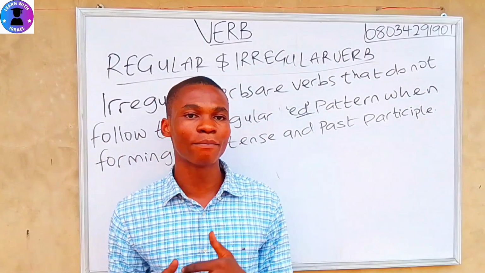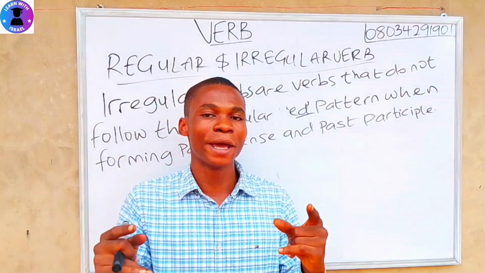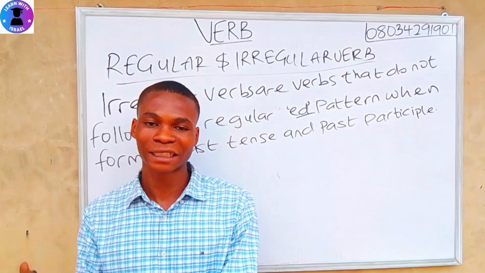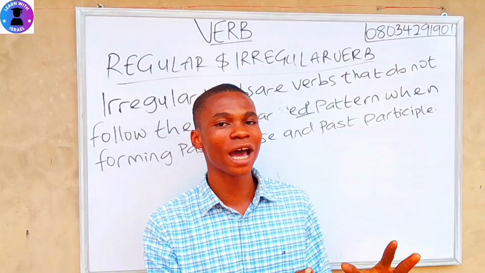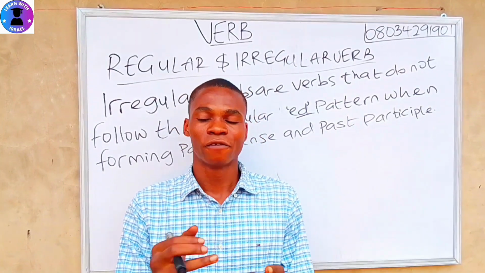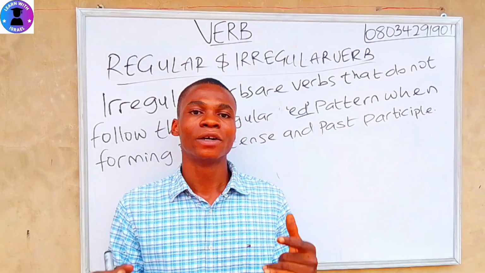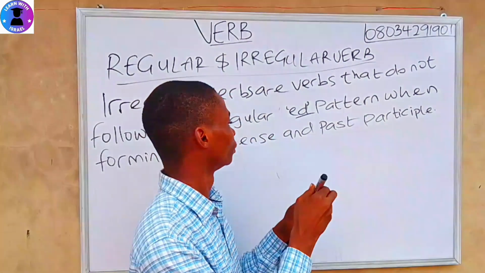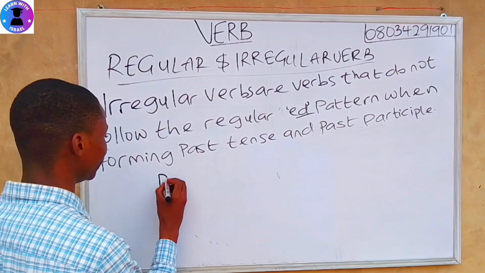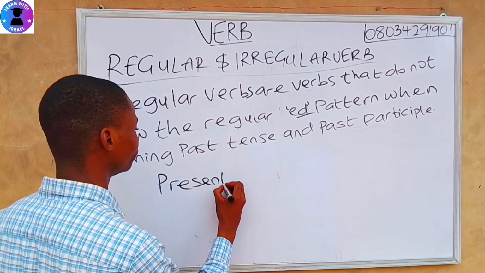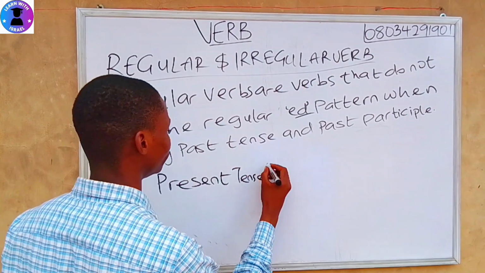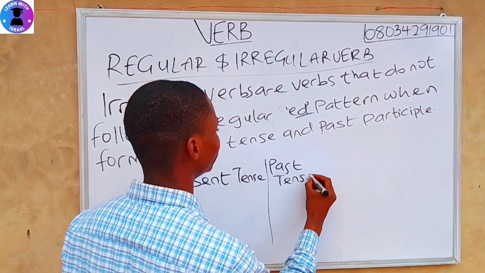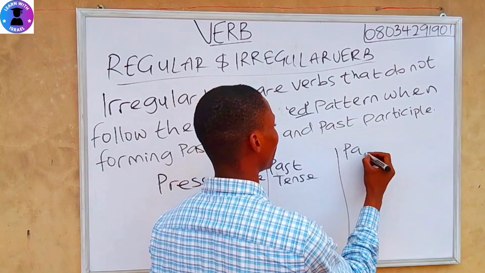So I'm going to give examples now on irregular verbs that stay the same for the present tense, past tense and past participle, and I will also give irregular verbs that change when forming the past participle and the past tense. So now present tense, past tense and past participle.